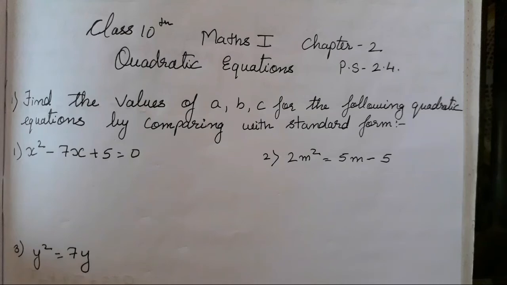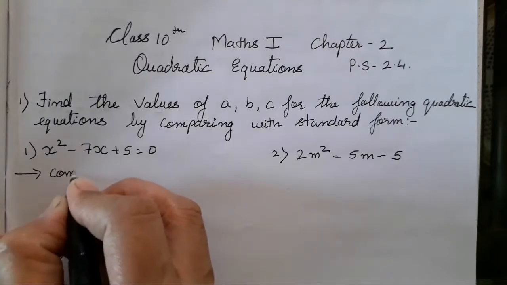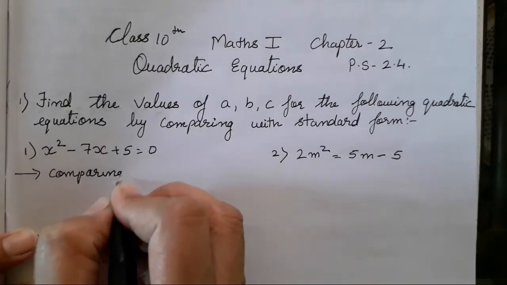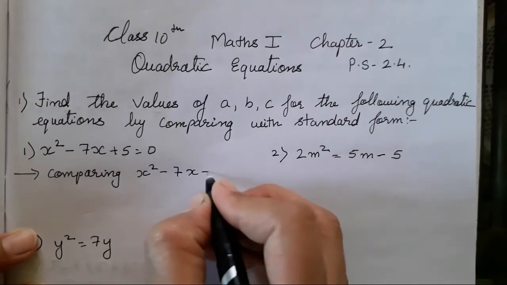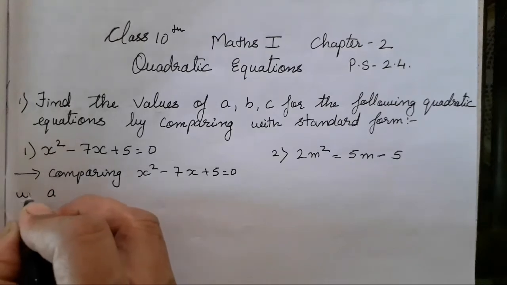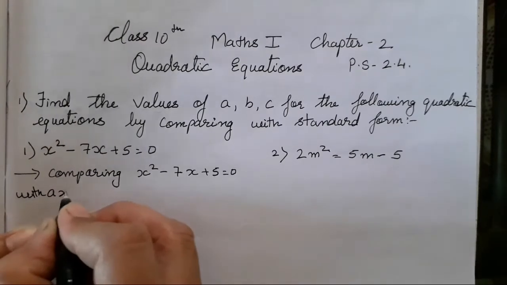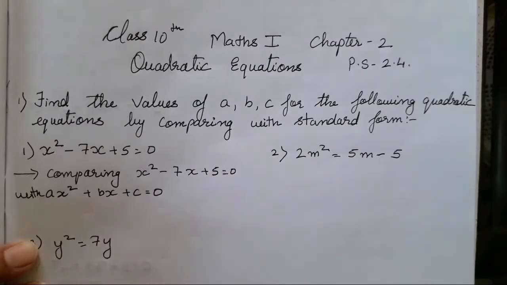So you all have to compare it with the standard form. I have already shown what the standard form is. So what is the standard form? We have to compare x square minus 7x plus 5 is equal to 0 with ax square plus bx plus c is equal to 0.